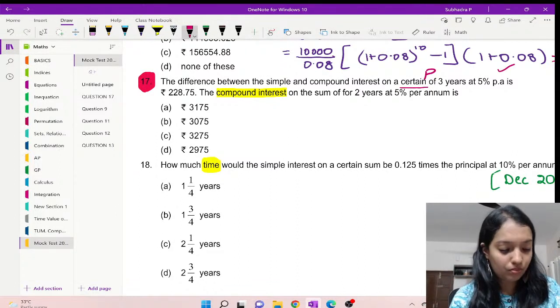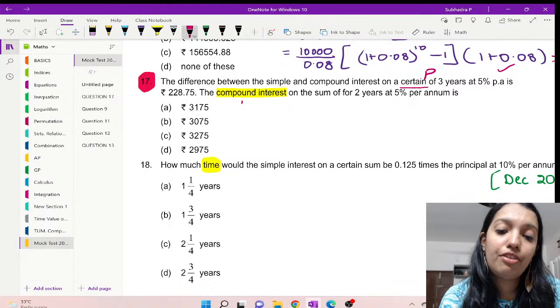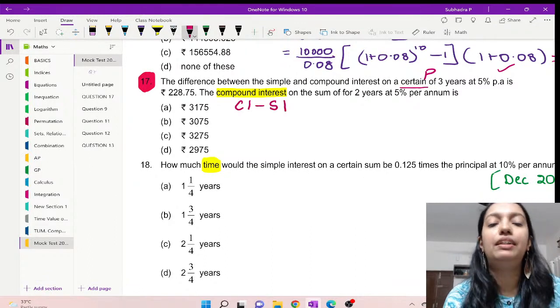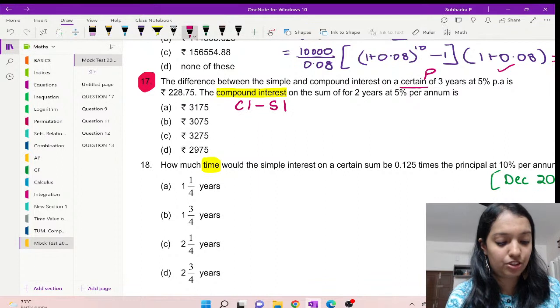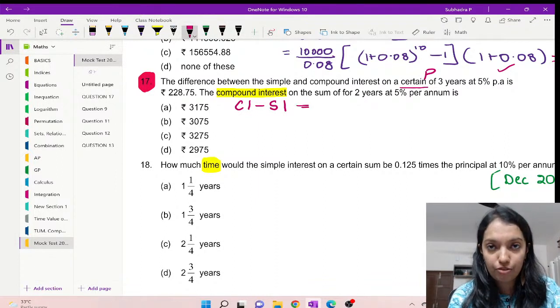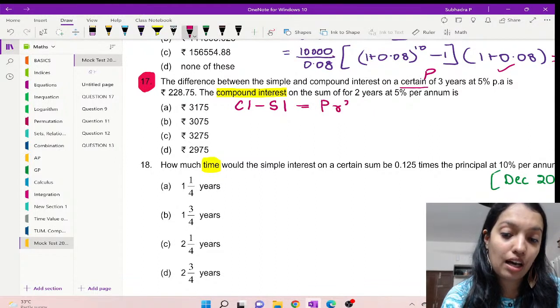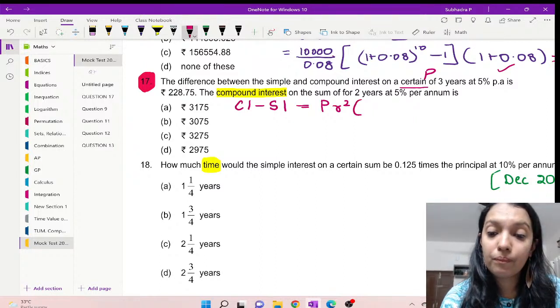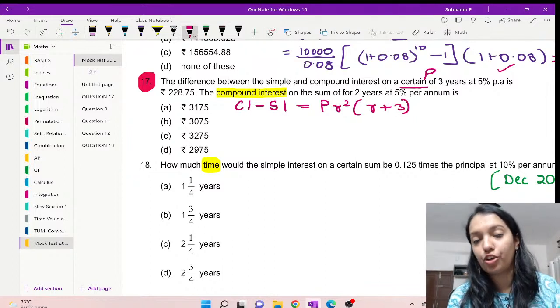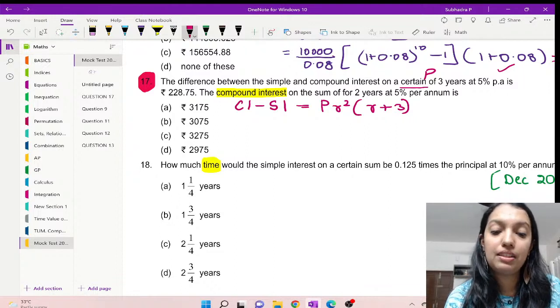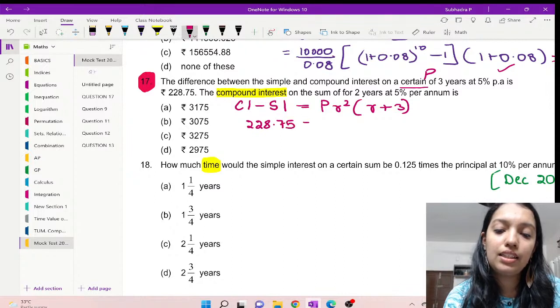So have a look. 17th question. Difference between compound interest and simple interest. That means compound interest minus simple interest is equal to, do you remember the shortcut formula that we all learnt in the class? So it is P of R square into R plus 3. This is the shortcut formula. What is compound interest minus simple interest? I have given to you in the question as 228.75. That is equal to the P value.